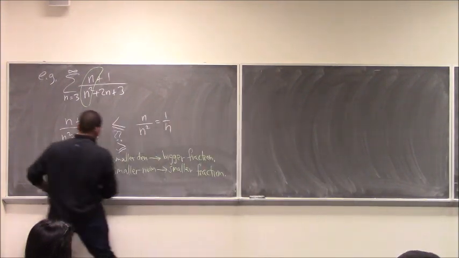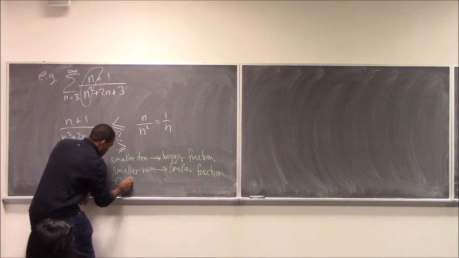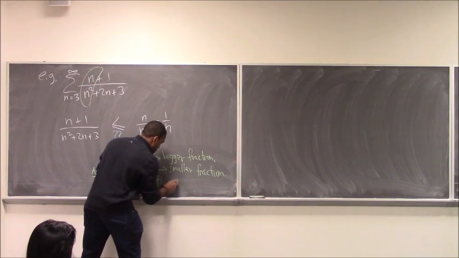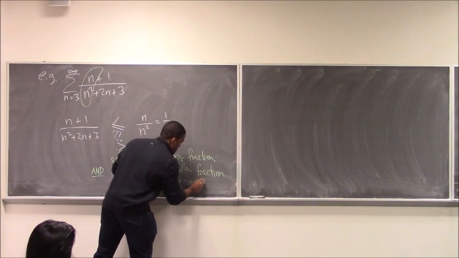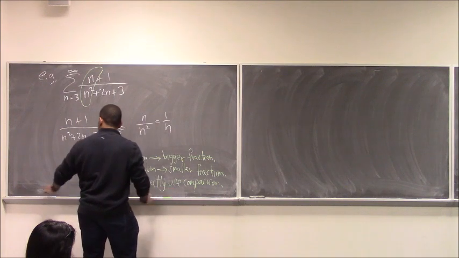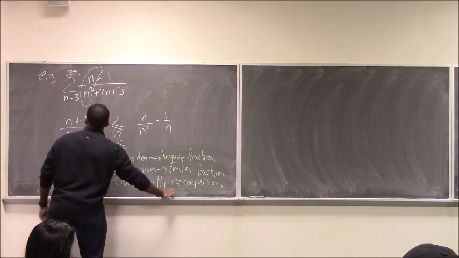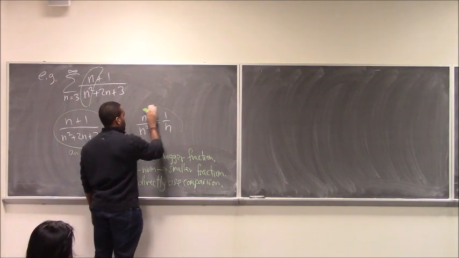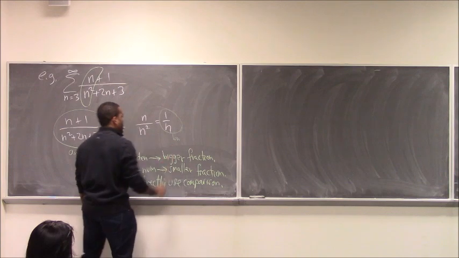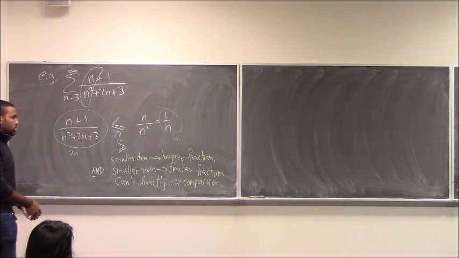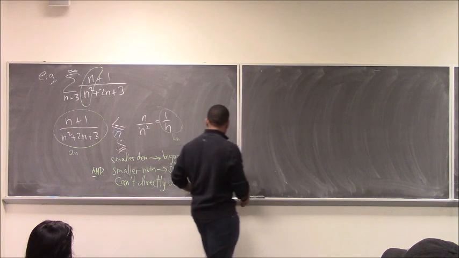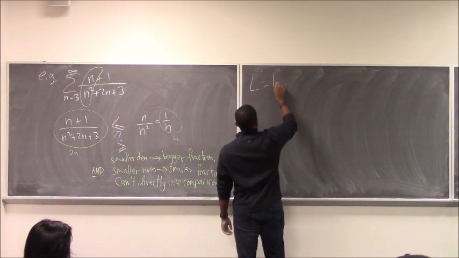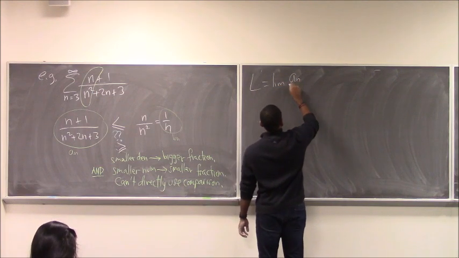So here, we can't use comparison, at least not directly. It'll take a lot of work if you want to get it to work. So instead, what you are going to do is call this guy AN, call this guy BN. By the way, notice that we know exactly what BN is going to do. So if this limit works out, I will also know exactly what AN is going to do. So L is equal to the limit of AN over BN.